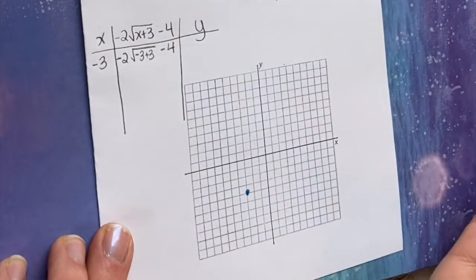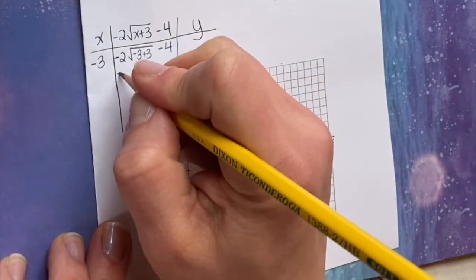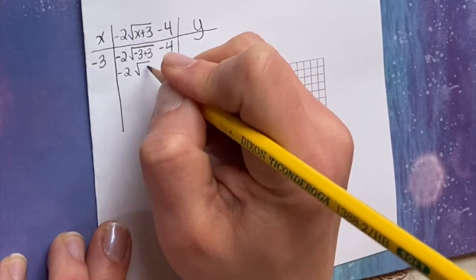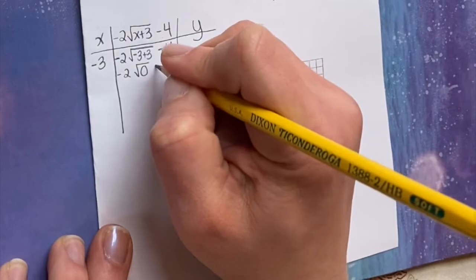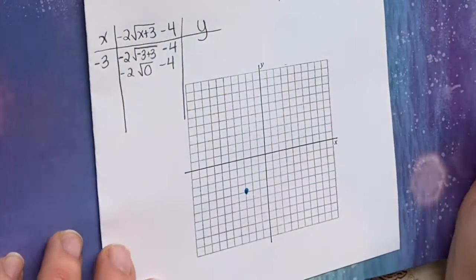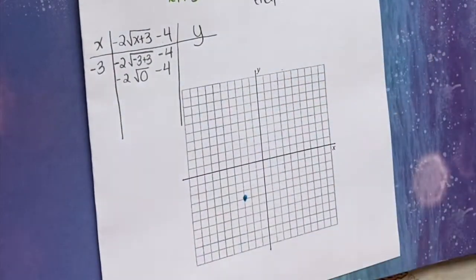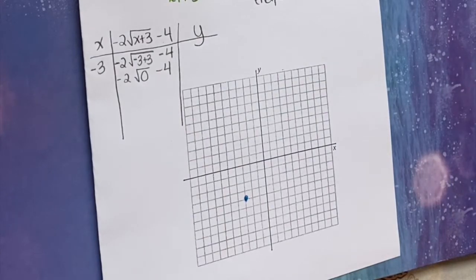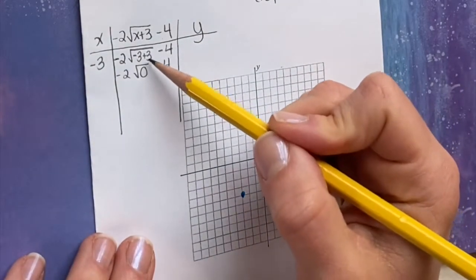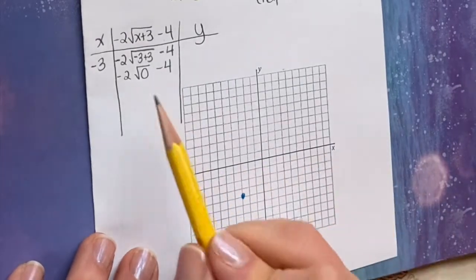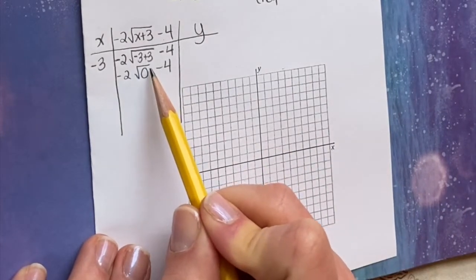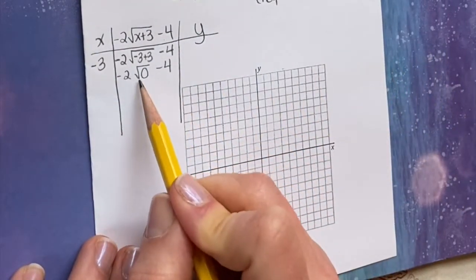Well, -3 plus 3 gives us 0. And remember, going back to our parent function, 0 is our smallest perfect square. So notice how that works out. The square root of 0 is 0.